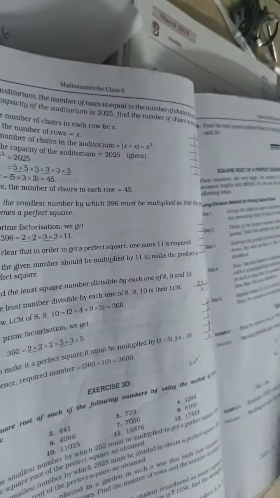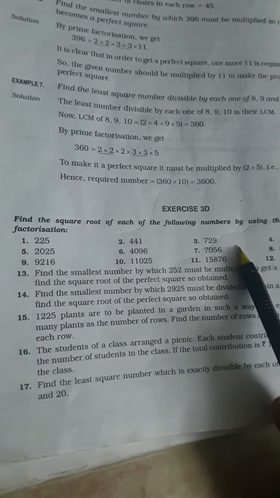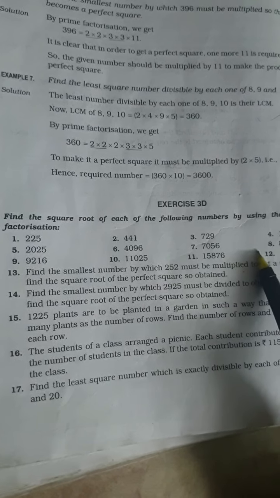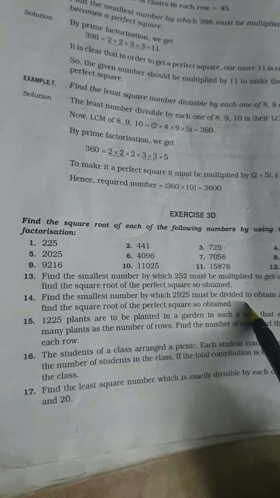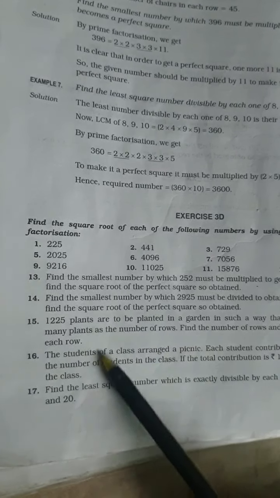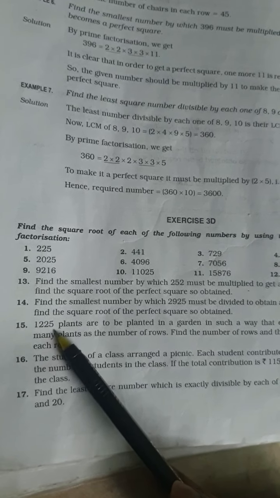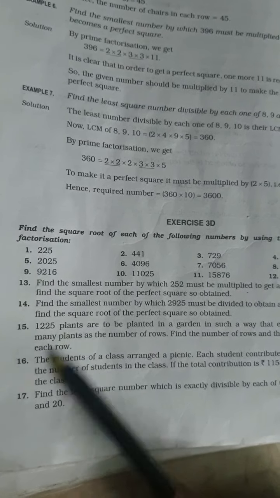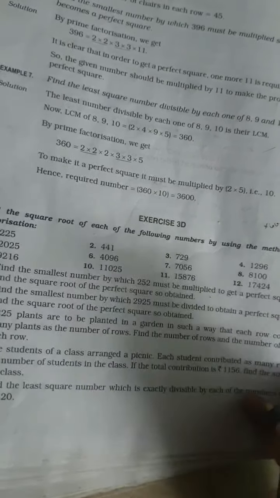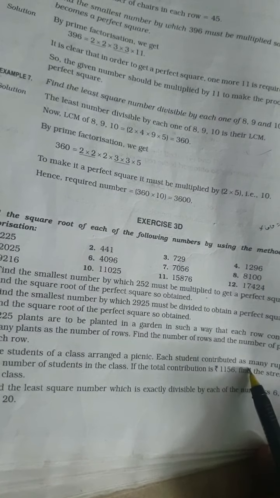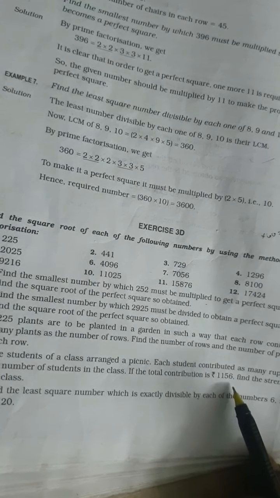See, this is your exercise 3rd D. In this you have to use the prime factorization method to find the square root, then the smallest number by which this is multiplied or divided. Find the number of rows. Using prime factorization, find the square root of 1225. This is again a question of the same type. The number given is 1156. Only you have to find out the factors or square root.